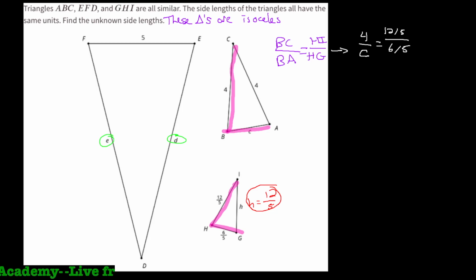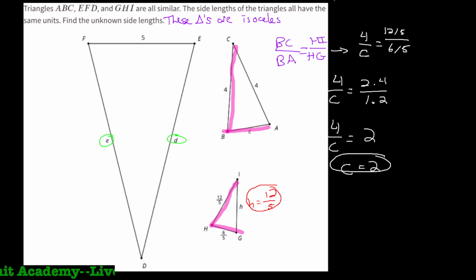So let me do that. Let me rewrite this. I'm going to say 4 over C is equal to 12 over 5 is 2.4, and 6 divided by 5 is 1.2. So this is helpful because if I can get this value right here, I can say, hey, this is the same thing as 2.4 divided by 1.2, which is the same thing as 2. So I'm saying 4 divided by what number is 2? So I'd say C is going to be equal to 2. So that's our answer for that side length of C.